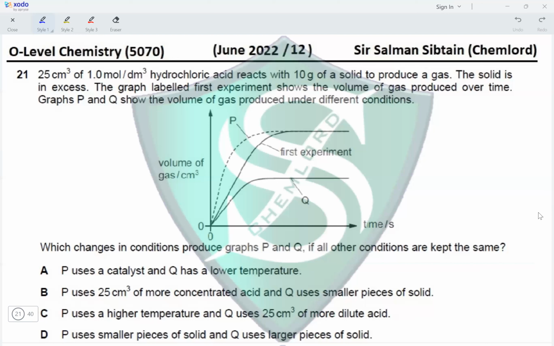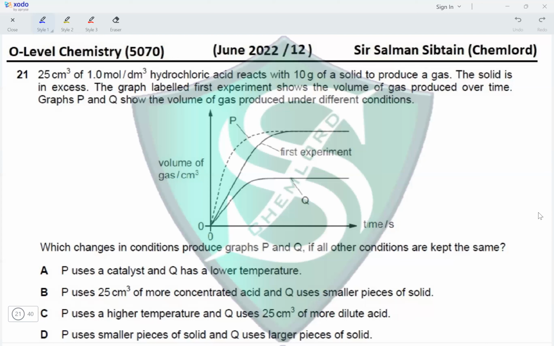Whereas graph P shows that the same volume of gas is produced. So we have not changed the moles of gas, but the dotted line indicates that the gas is produced more quickly. So the larger amount of gas is produced in the lesser amount of time, but the overall amount of gas produced is the same. So the reaction is quicker. So when would the reaction be quicker? When it is at a higher temperature, because an increase in temperature increases the rate of reaction.